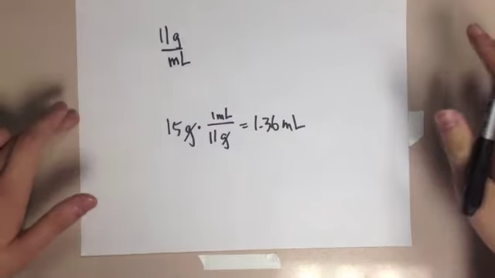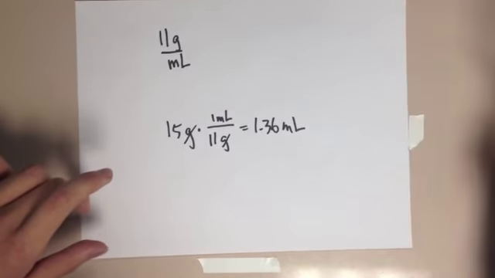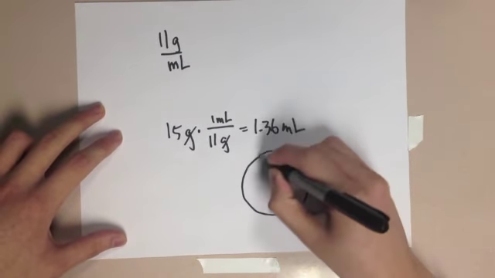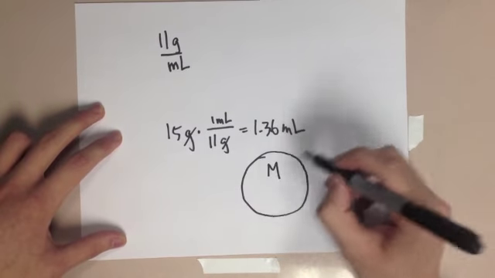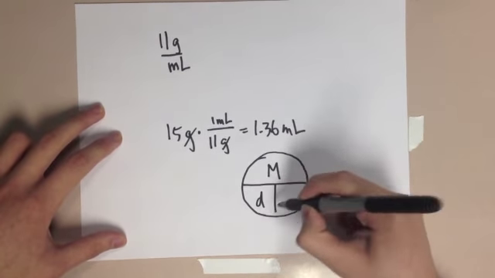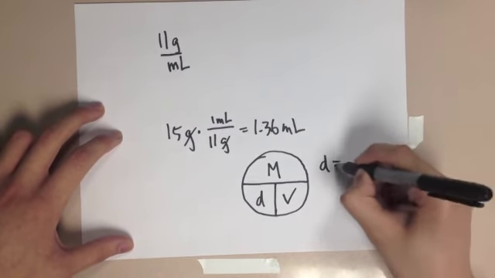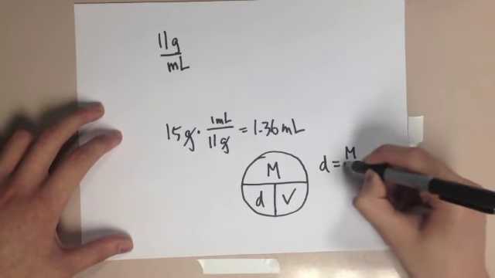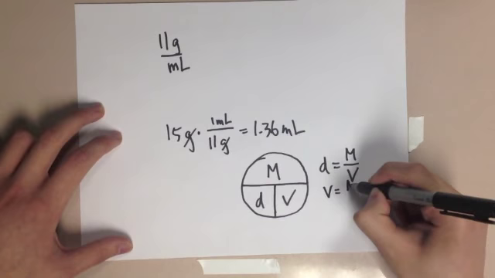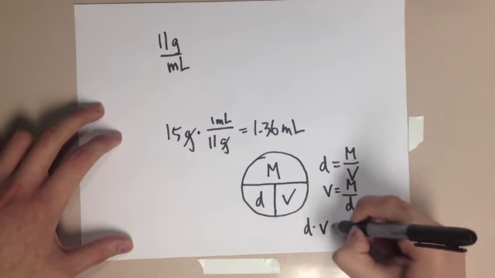So now, a helpful hint if you forget the conversions between density, volume, and mass. We draw the circle here, put mass on top, draw a line, density here, and volume. So density equals mass over volume. Volume equals mass over density. And density times volume equals mass.